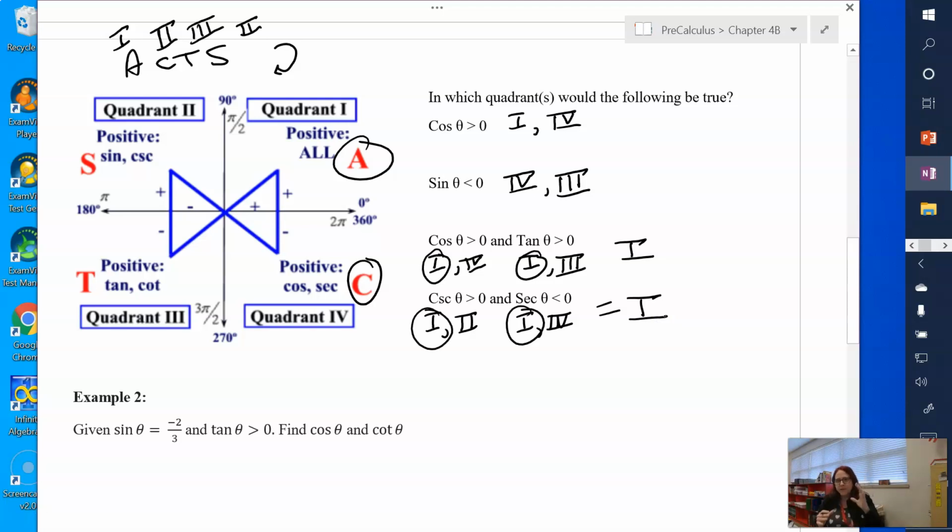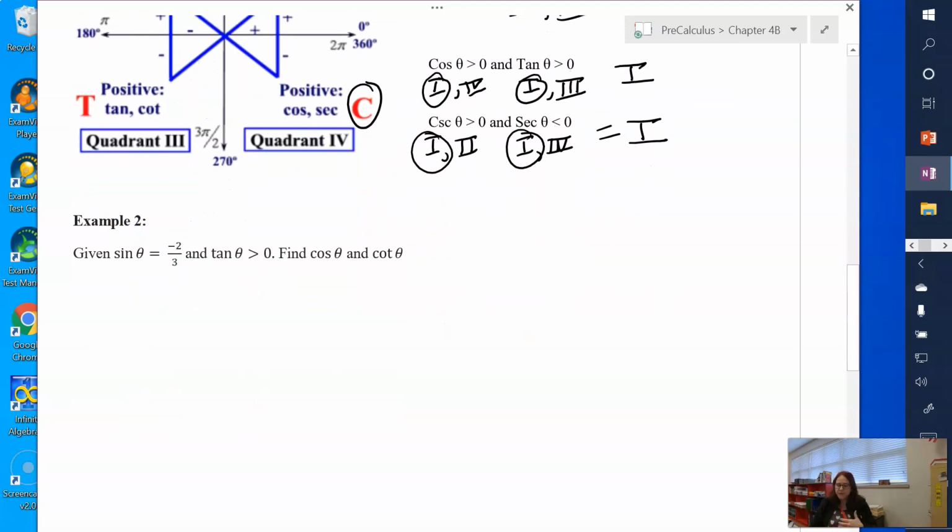All right, now that we've oriented ourselves around the coordinate plane, let's start finding some trig values. And we've done this before where I could give you one trig function and then you figure out the others. This time we're going to figure out not only what the others are, but which quadrant it's in so that we know the positive or negative signs of our trig functions. So we're starting off with sine of theta is negative 2/3. We're going to find the cotangent and the cosine of theta. And we're going to keep in mind that tangent is greater than 0.